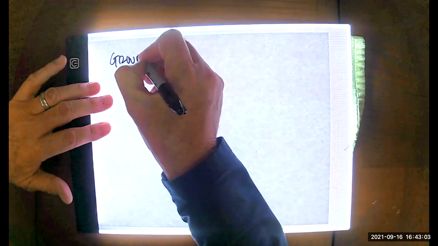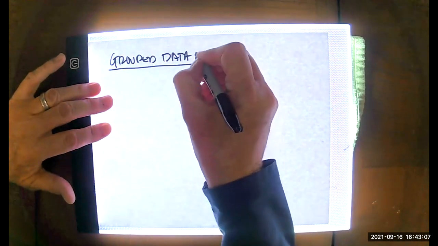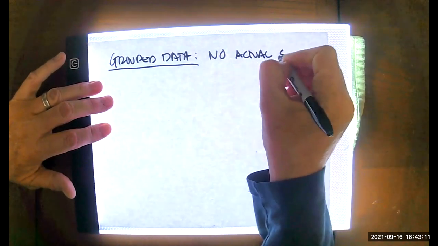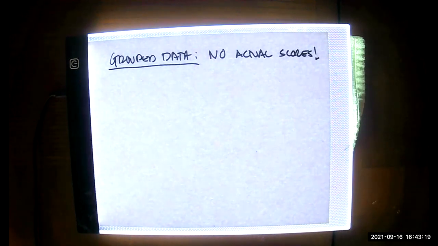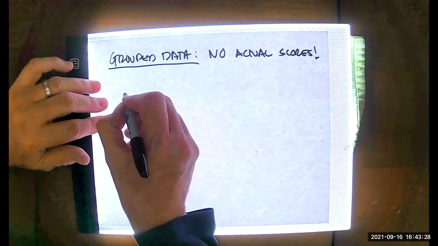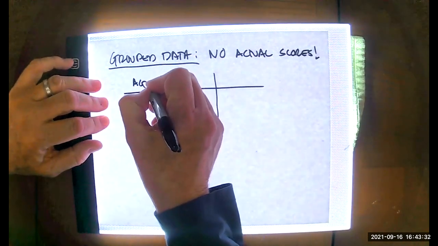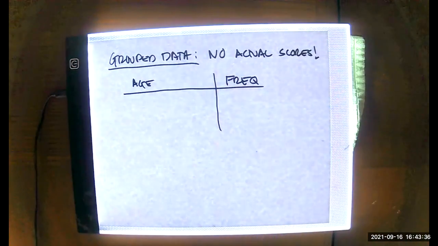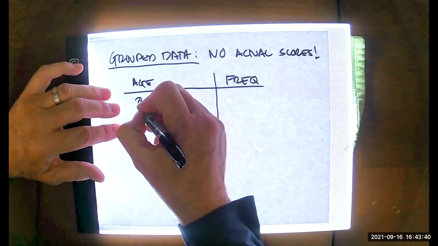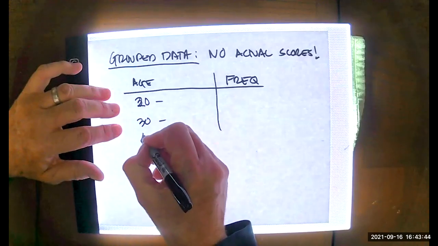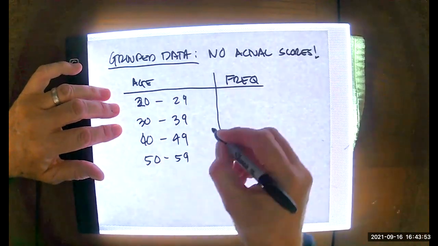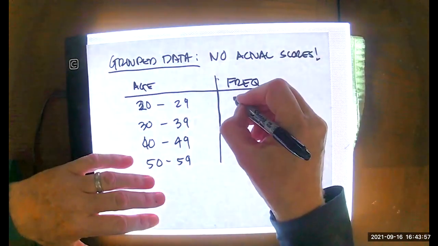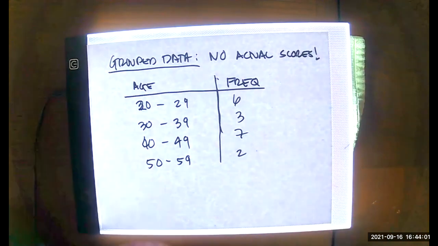All right, so if we've got grouped data, there are no actual scores. So in some sense, whatever it is we do here is a real workaround, although the keystrokes are usable for doing other important things, which is why I like to mention it. So if we take a look, age, frequency: 20 to 29, 30 to 39, 40 to 49, 50 to 59. All right, so let me put some values in there: 6, 3, 7, 2.